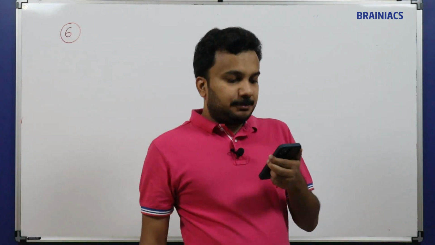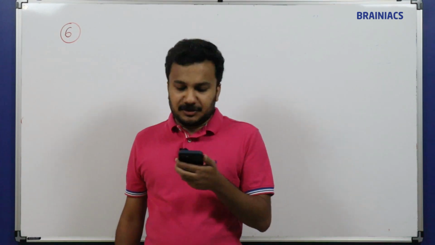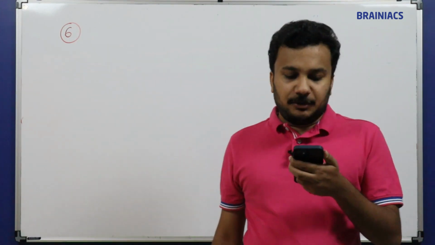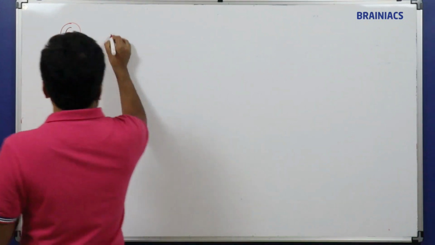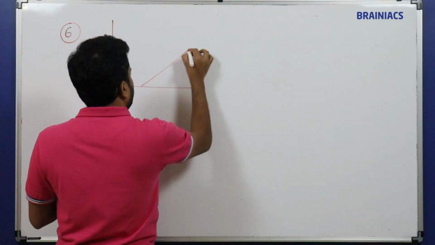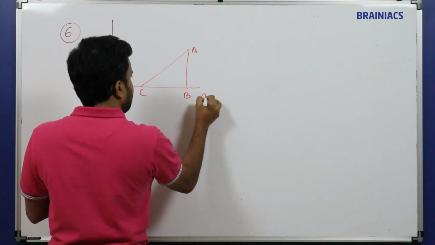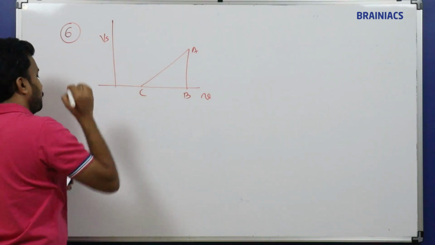Graph between the stopping potential for the most energetic emitted electron, Vs, and the frequency of the radiation of the metal is given below. What is AB divided by BC? A graph is given like this. This is called A, this is B, this is C, this is the frequency, and this is the stopping potential.